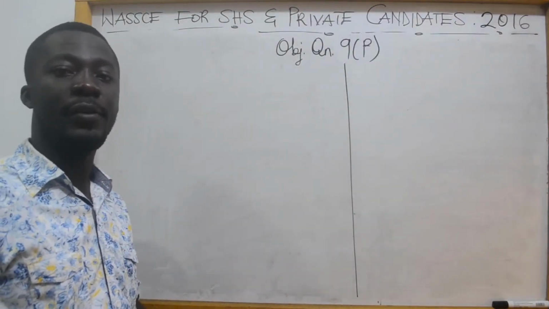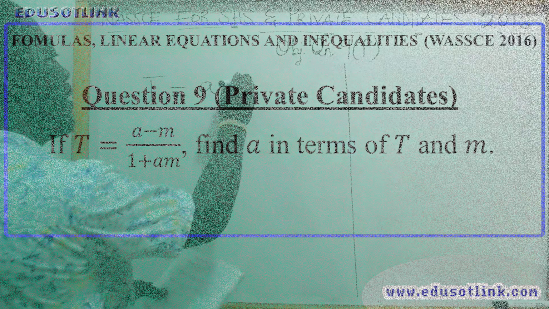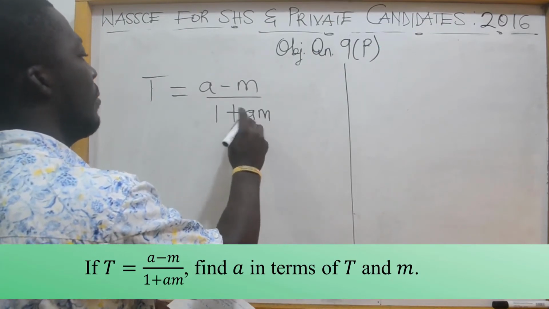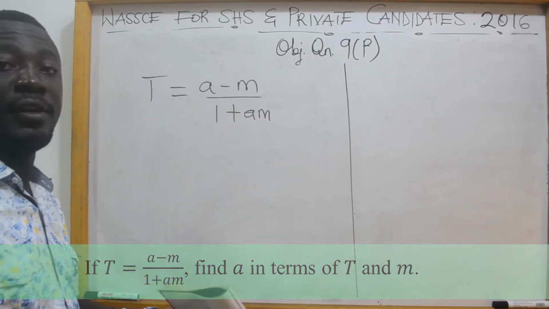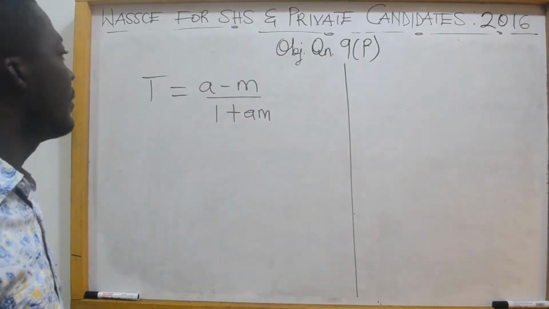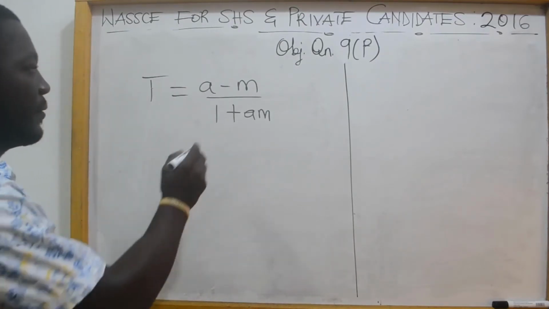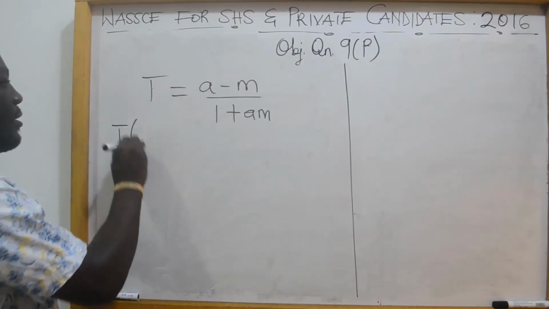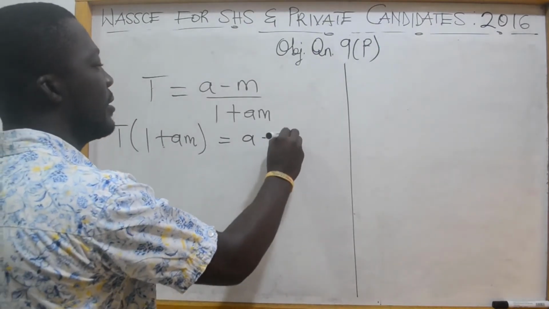Objective question 9 for private candidates. It says if T equal to A minus M divided by 1 plus AM, we should find A in terms of T and M, meaning we have to make A the subject. But in our first step, we are going to do a cross multiplication. So this 1 plus AM will cross to multiply T. Then you have T into bracket 1 plus AM is equal to A minus M.